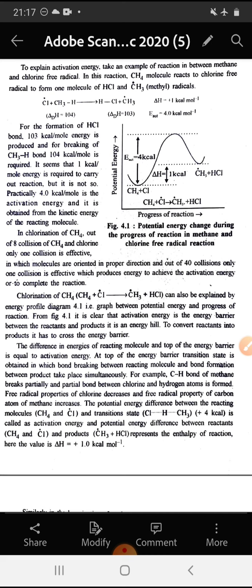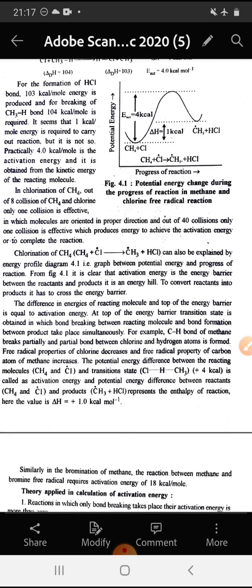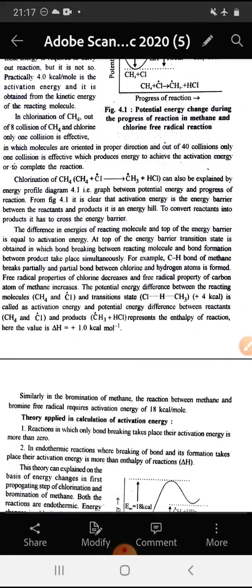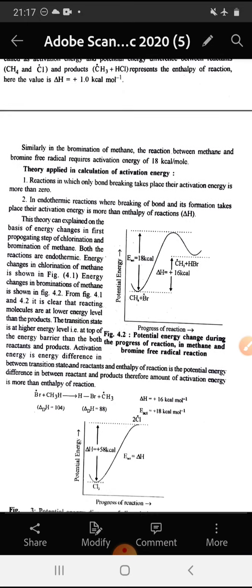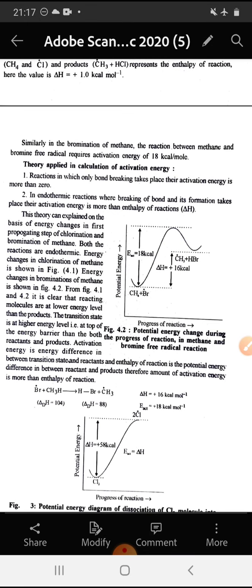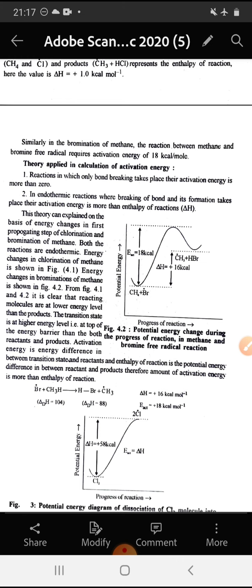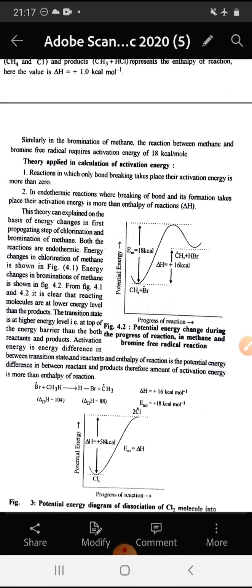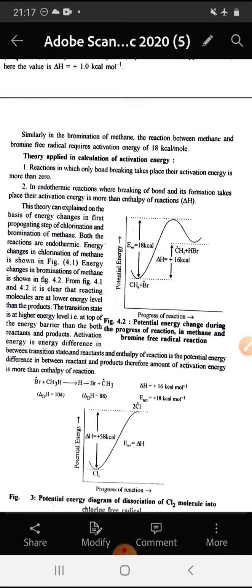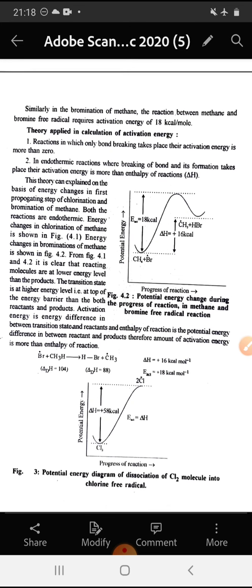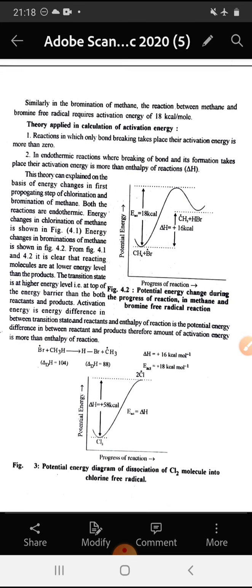The potential energy difference between the reacting molecules and transition state is called as activation energy, and potential energy difference between the reactants and products represents the enthalpy of reaction. So here we can see the enthalpy of the reaction is 1 kilocalorie per mole. Similarly, in the bromination of methane, the reaction between methane and bromine free radical requires activation energy of 18 kilocalorie per mole. So we see the theory applied in calculation of activation energy.